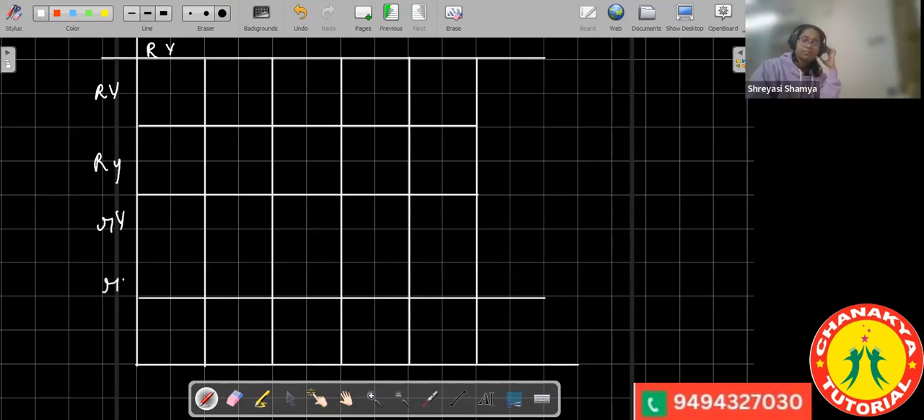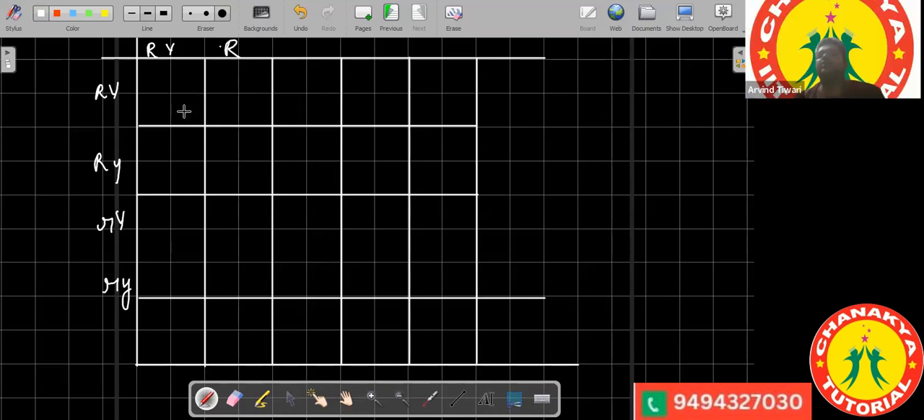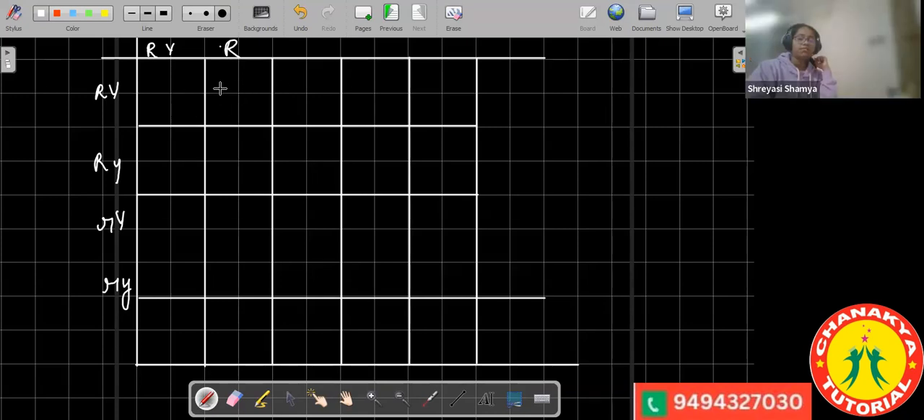Sir, how do you get the genotypic ratio for this? For the genotypic ratio, you collect all the genotypes. Collect all the similar genotypes. Generally for genotypes, sir, we have to see which is pure and which is impure, right, sir?